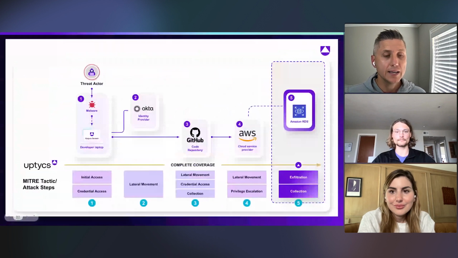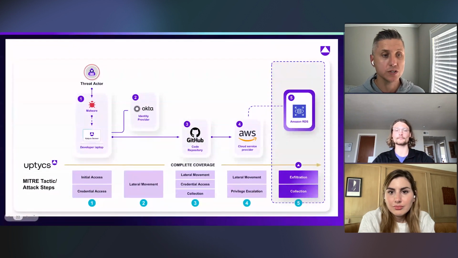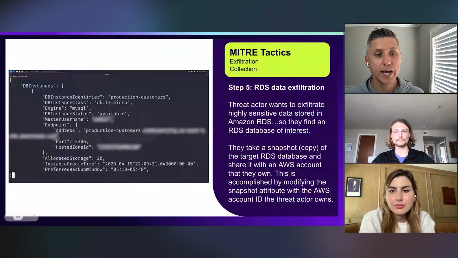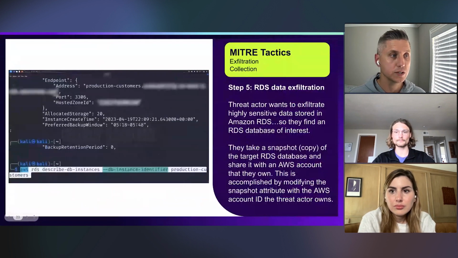And then finally, as you can see the journey, we've come from the developer's laptop into Okta, we've hit a roadblock, we've pivoted, we've gone to GitHub, we've cloned a repository locally, we've scanned that repository, we've found some secrets in the code, we've used those secrets to access AWS, we've escalated our privileges within AWS, and now we want to exfiltrate data. So what we're going to see is how a threat actor will exfiltrate data via AWS. And we're focusing on RDS instances.